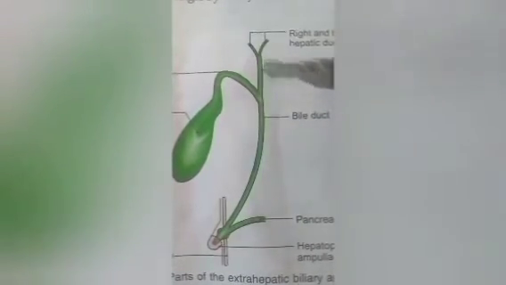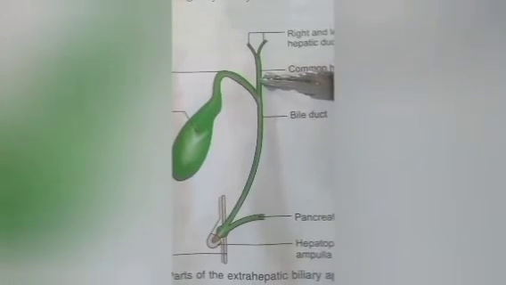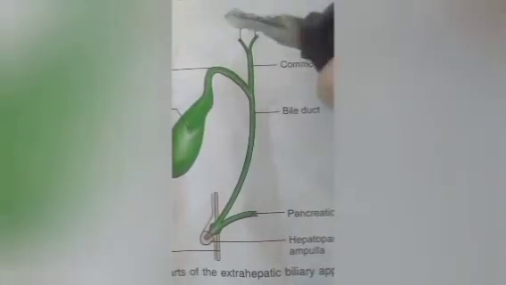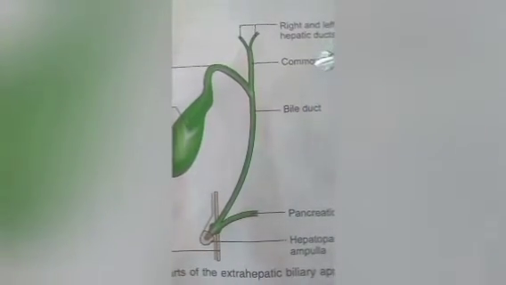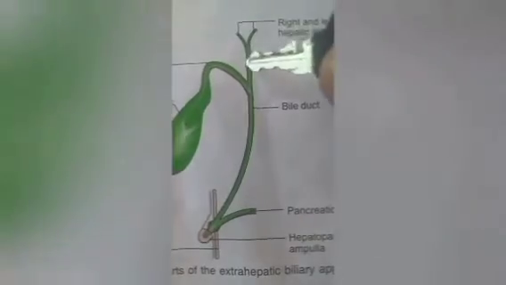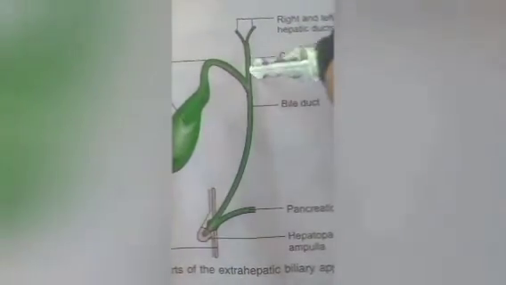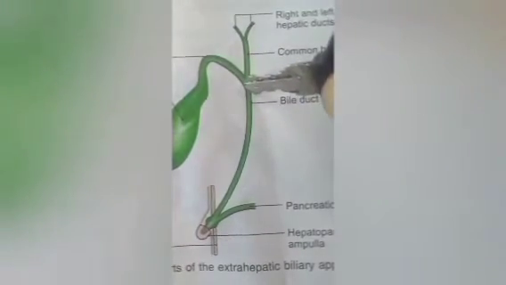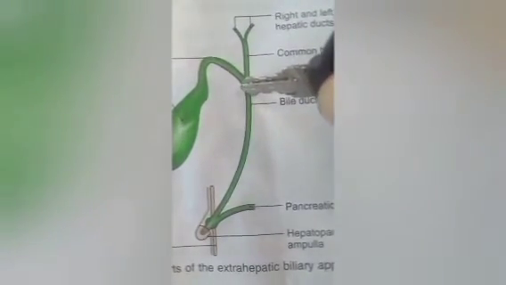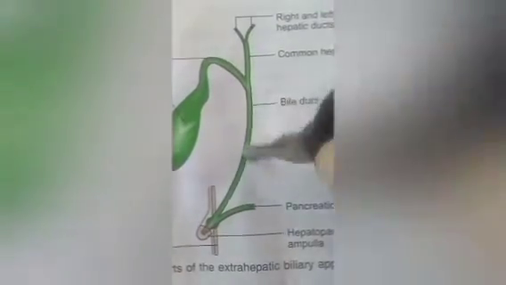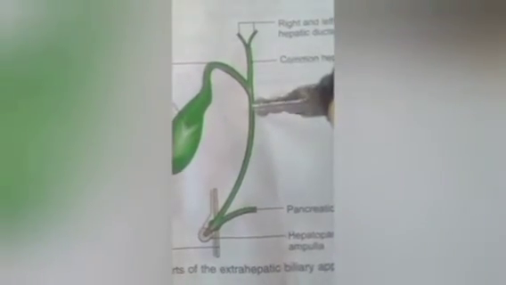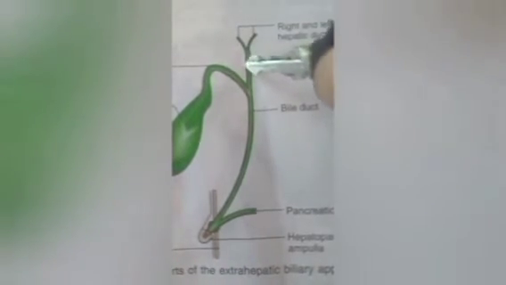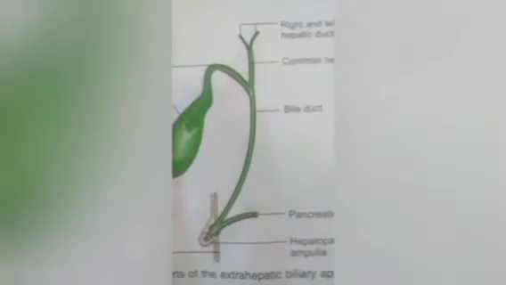The common hepatic duct is formed by the union of right and left hepatic ducts near the right end of the porta hepatis. After formation, it runs downwards for about 3 cm and is joined on its right side at an acute angle by the cystic duct to form the common bile duct. Its length is about 3 cm and its caliber is about 4 mm.